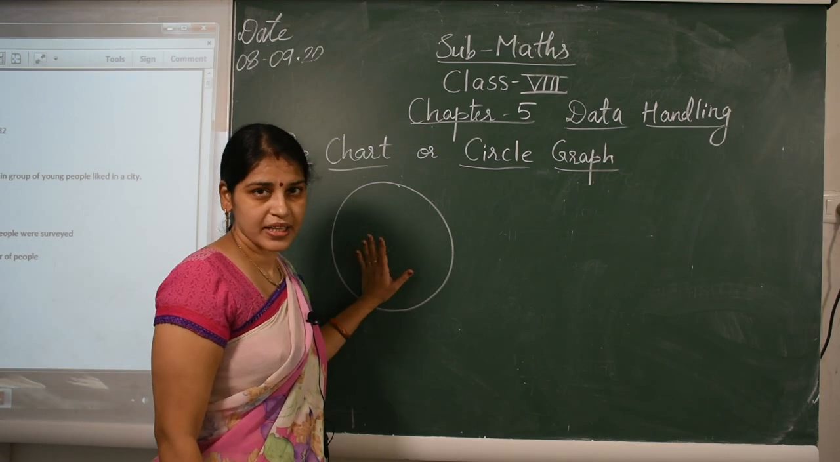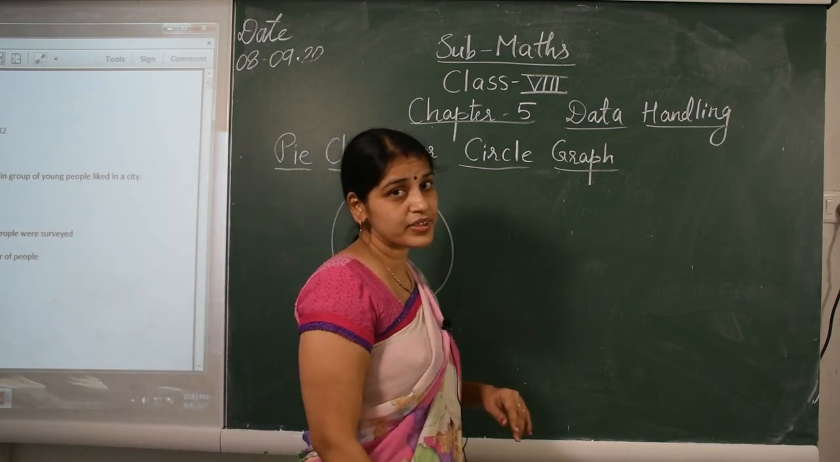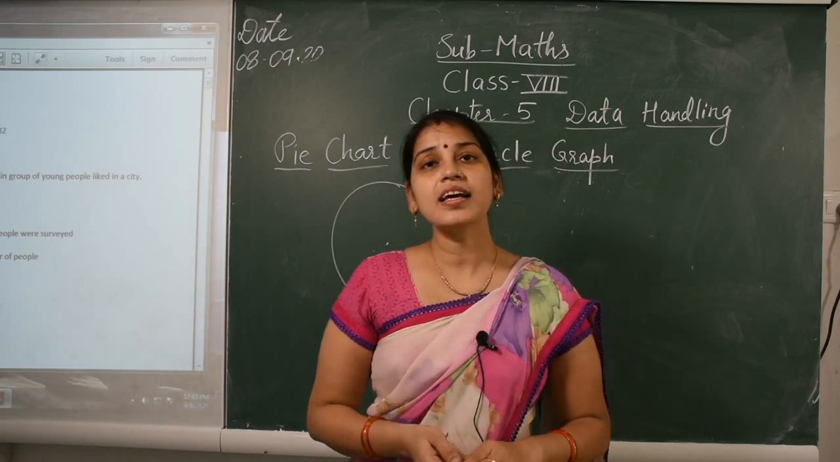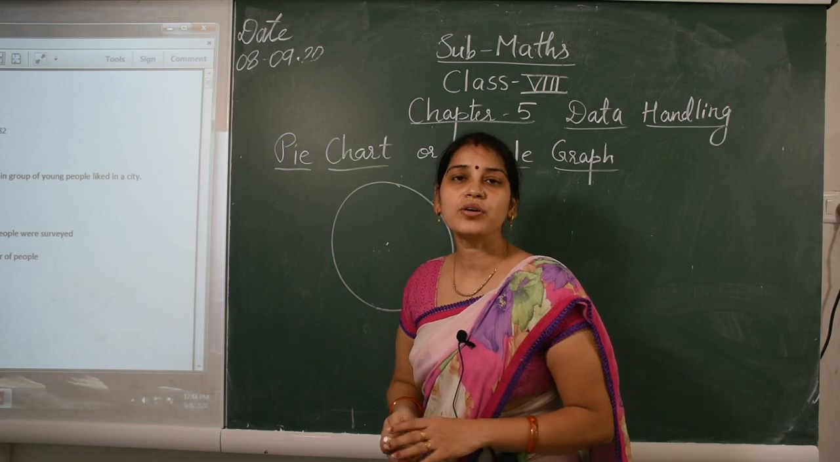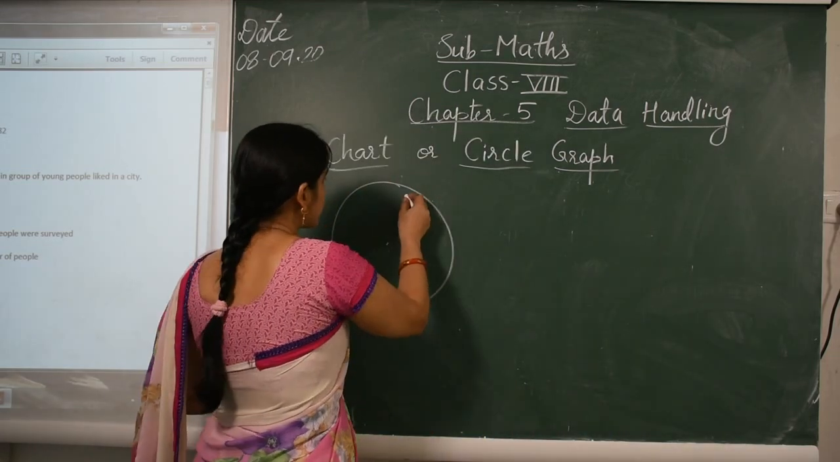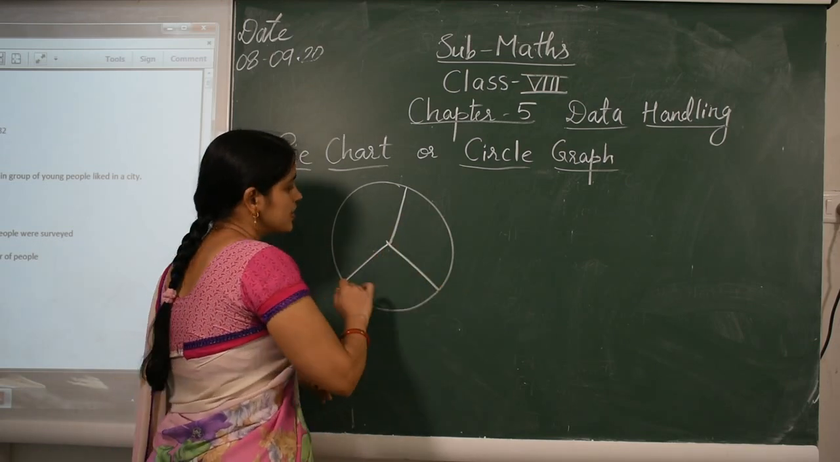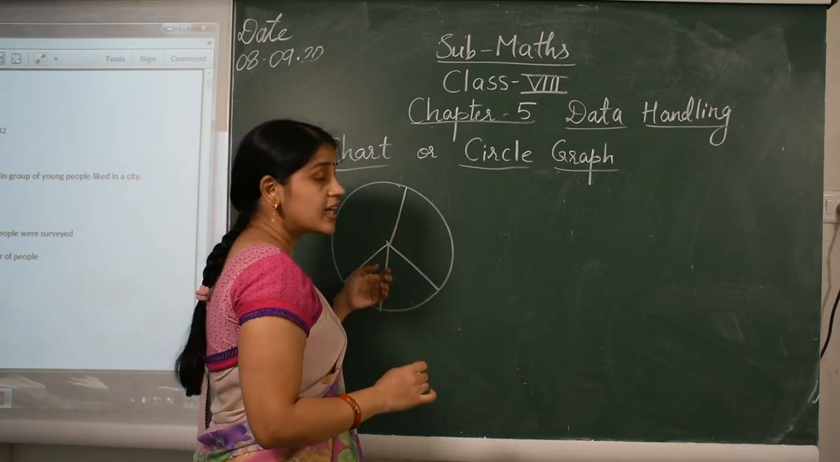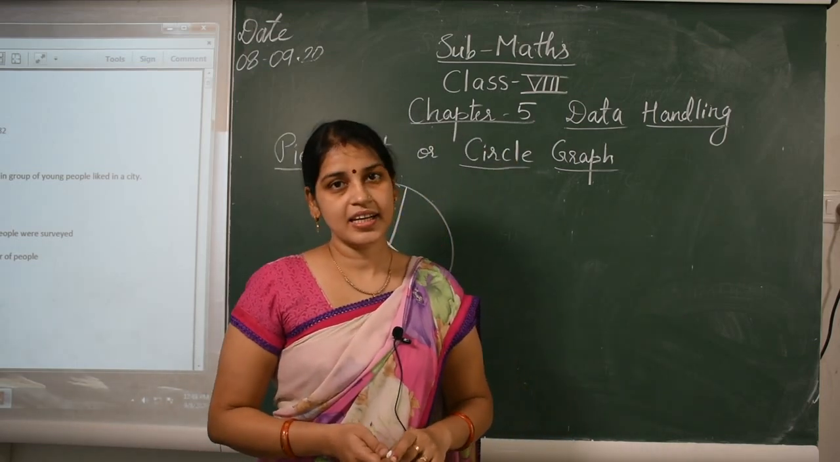This is a circle. Here this is the center of the circle. In a circle graph we have a whole part, and the whole part of the circle is divided into sectors. For example, this type of proportions are made in a circle graph.